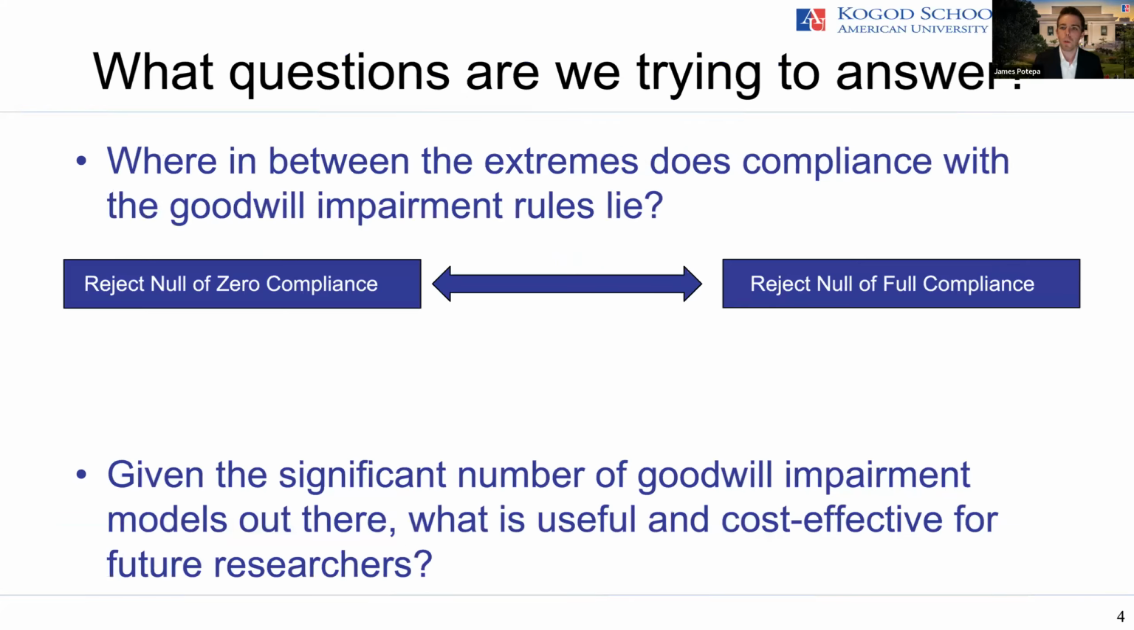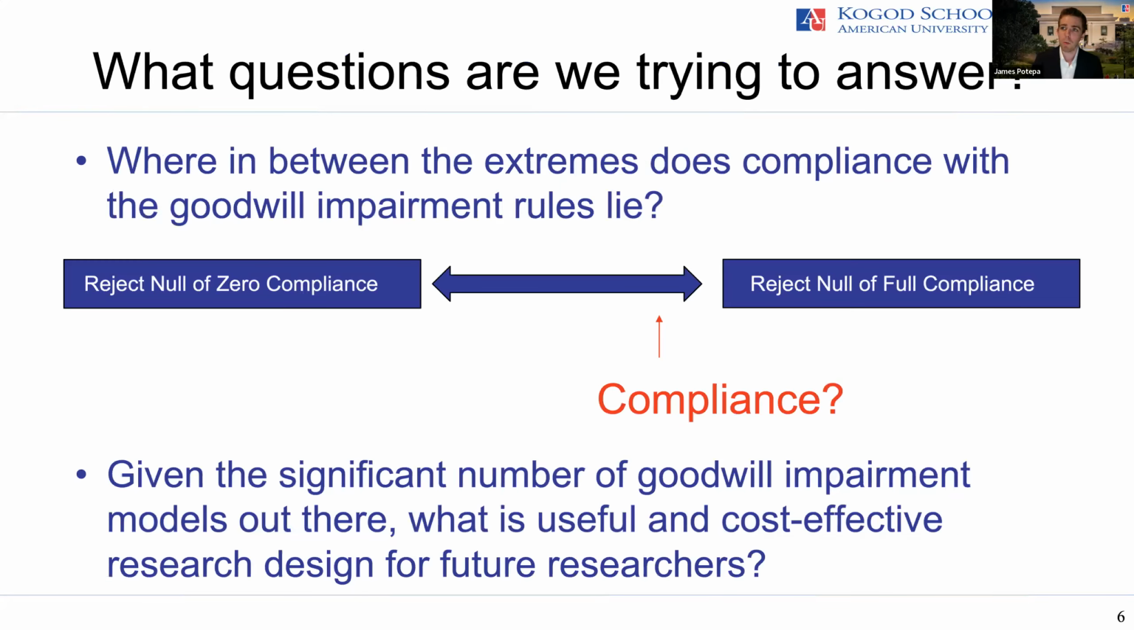And basically what we're trying to answer in this paper is where in between these extremes does compliance with the goodwill impairment rules lie? So where are we between rejecting the null of zero compliance and rejecting the null of full compliance? So we feel it's not entirely clear, and what we're trying to do is help out policymakers and the users of the financial statements figure out where in between things are, to see whether or not these rules are helpful or whether they can be improved.